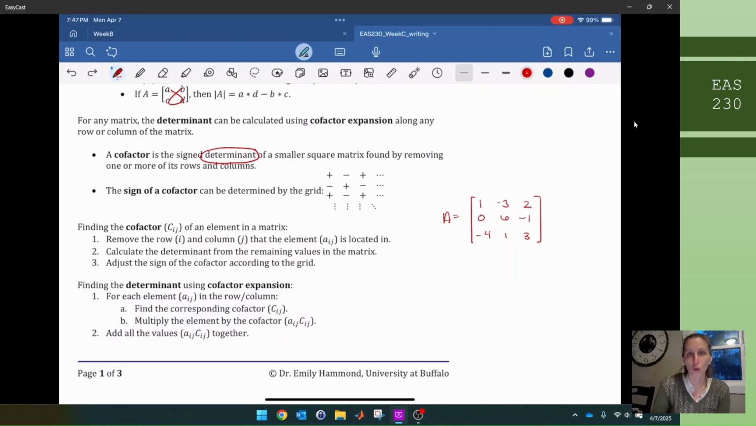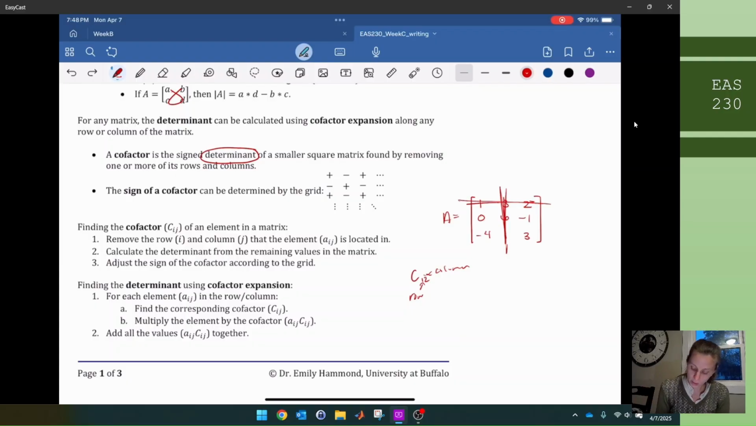So if I want to find the cofactor for an element in a matrix, we'll say cofactor 1, 2. So 1 is the row, and 2 is the column. So cofactor 1, 2 means I'm going to remove row 1, column 2. I'm going to remove those elements.